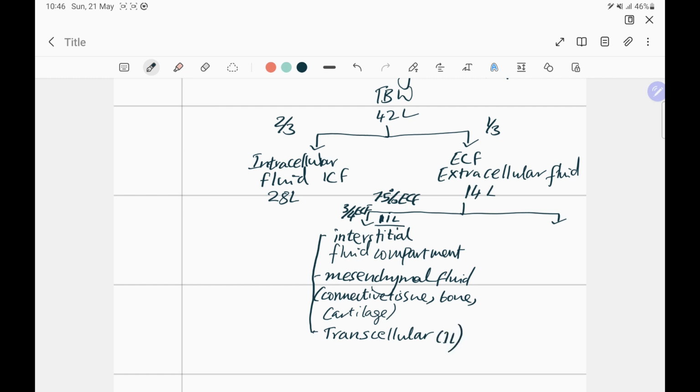And so what are these compartments? I'll be elaborating on a little more. First, let's just get the divisions down over here. Now, we have another compartment called plasma in the ECF, and that is 1/4 of the total ECF, and that comes to around 3 to 3.5 liters.